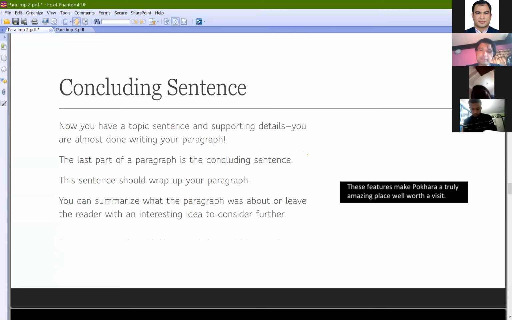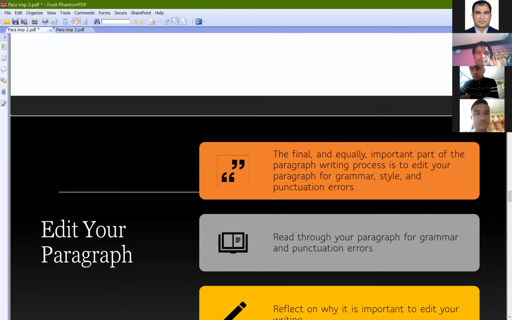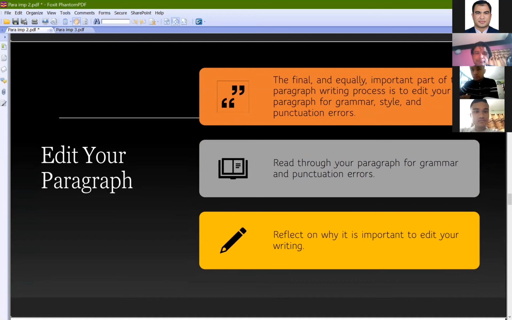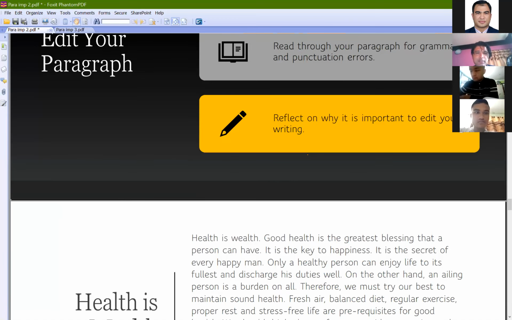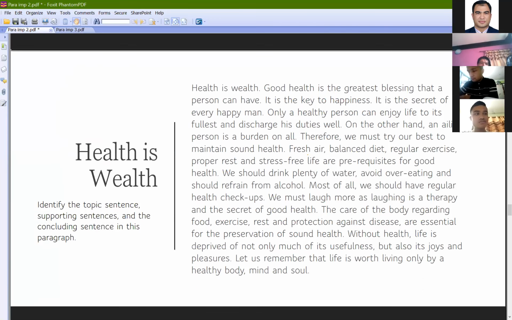Now look at the sentence in black background. These features make Pokhara a truly amazing place, well worth a visit. That is the concluding sentence. Now read this one.